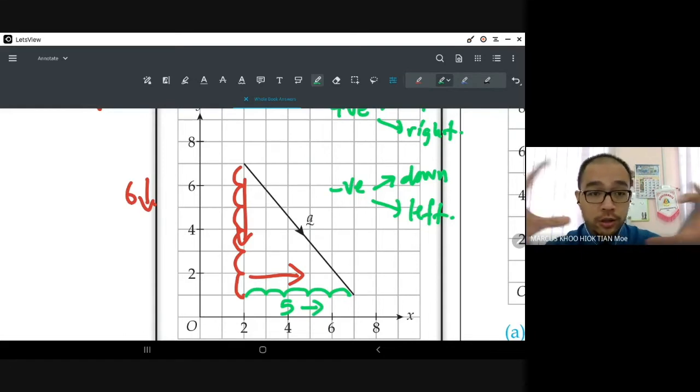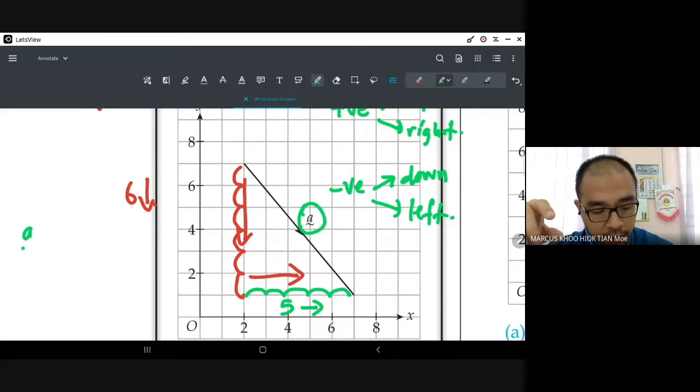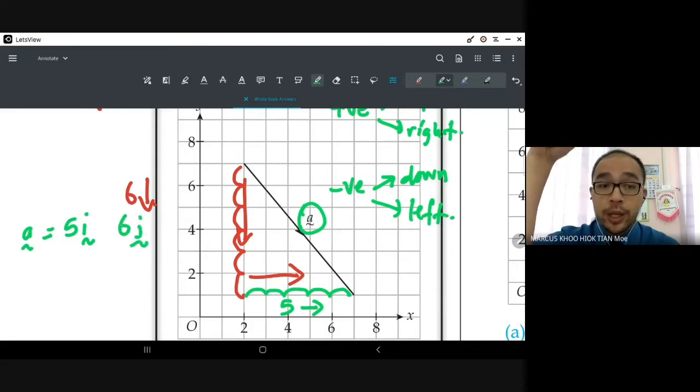Let's bring this all together. How do we write the vector of A? The vector of A will be 5 to the right, so it's 5i, positive because it is to the right. And then the 6, 6j, but it's going downwards.